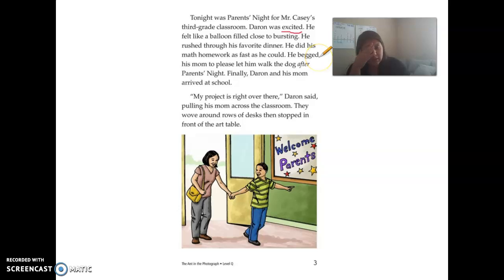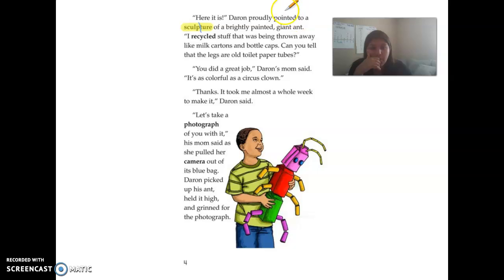This one's begged. We found stopped here. Pointed. So pointed is actually one where you just leave it alone. You don't have to double the T and you don't have to drop the E. So if it doesn't have any of those, you just leave it as is. If it doesn't end in E or end in a VC, a vowel consonant, you leave it as is.